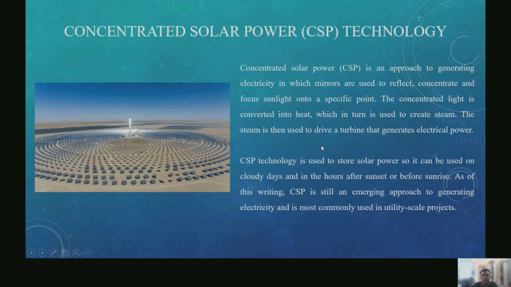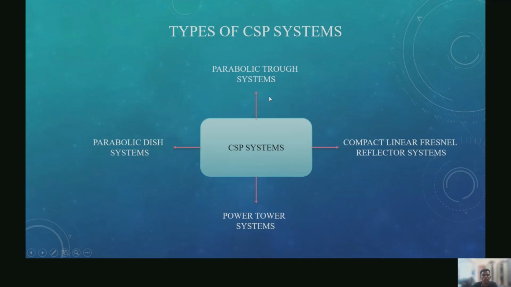CSP technology can be used to store solar power, so it can be used on cloudy days and in the hours after sunset or before sunrise. As of this writing, CSP is still an emerging approach to generating electricity and is most commonly used in utility-scale projects. There are four types of CSP systems: parabolic trough systems, parabolic dish systems, power tower systems, and the last one is compact linear Fresnel reflector systems.